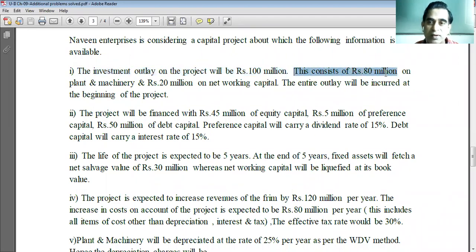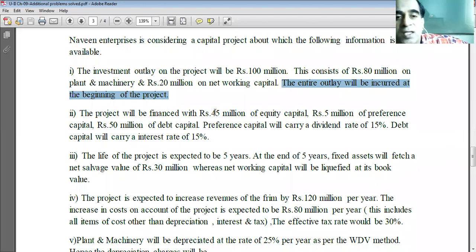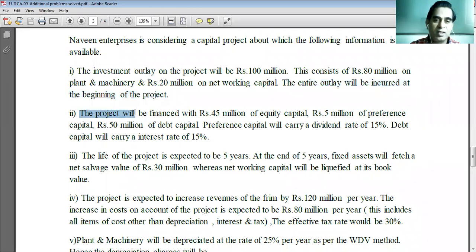This consists of 80 million rupees on the plant and machinery and 20 million rupees on the net working capital. Okay, so together it is given, 100 million rupees is the present investment. The entire outlay will be incurred at the beginning of the project. So the company has to invest 100 million rupees at the beginning of the project. So that is simple.